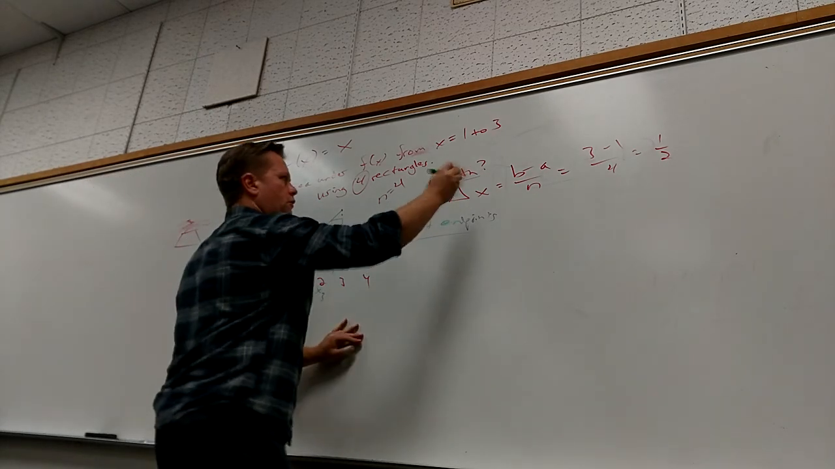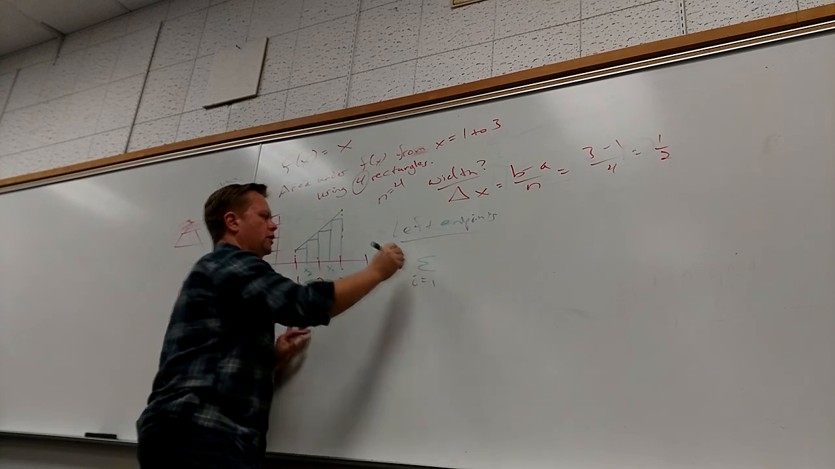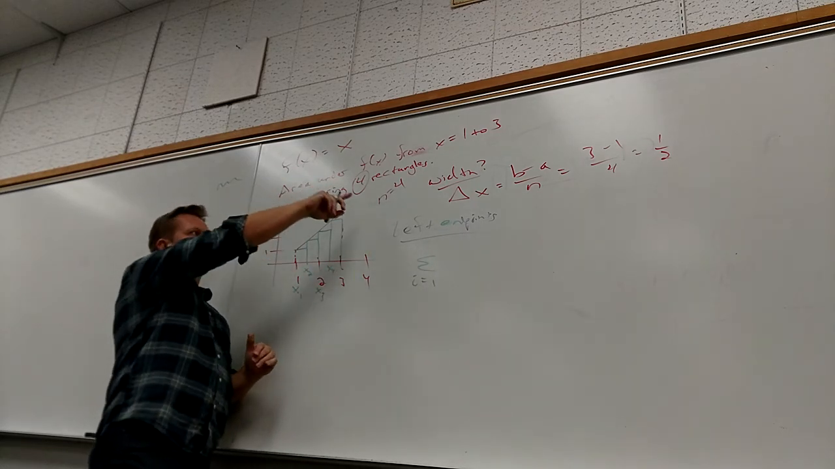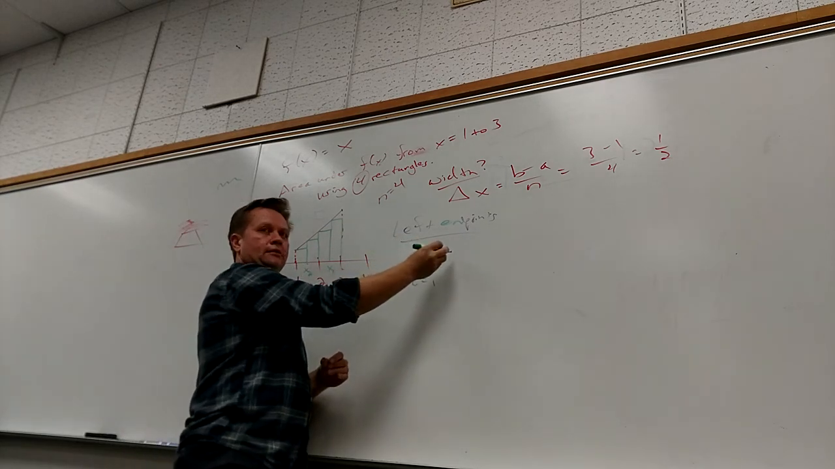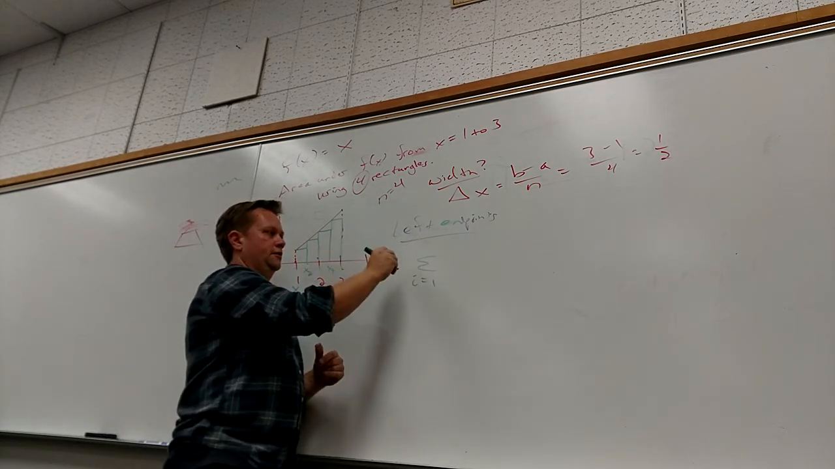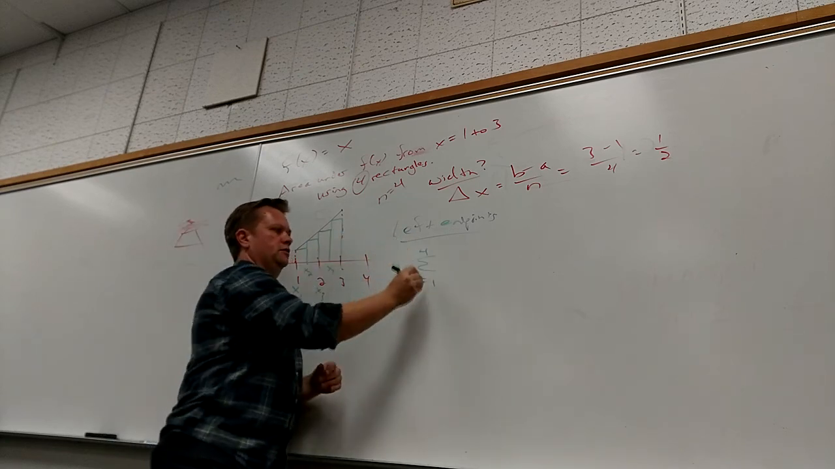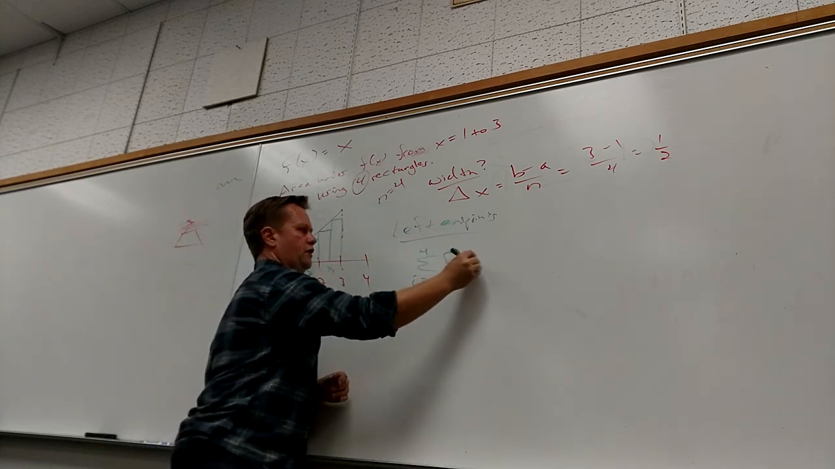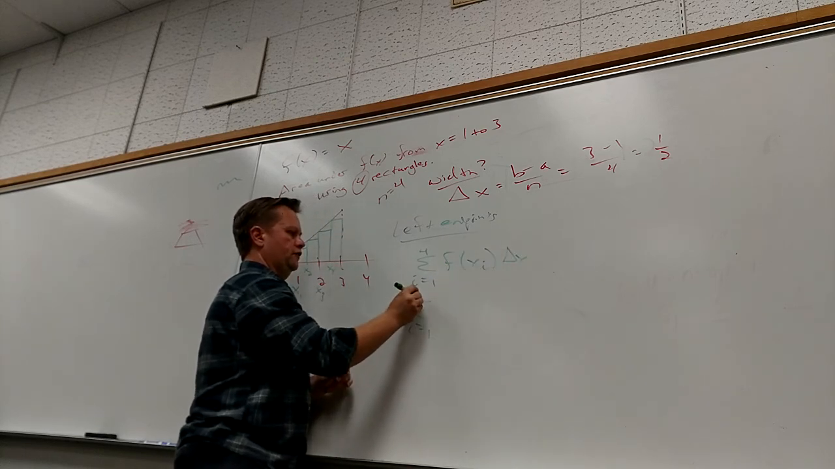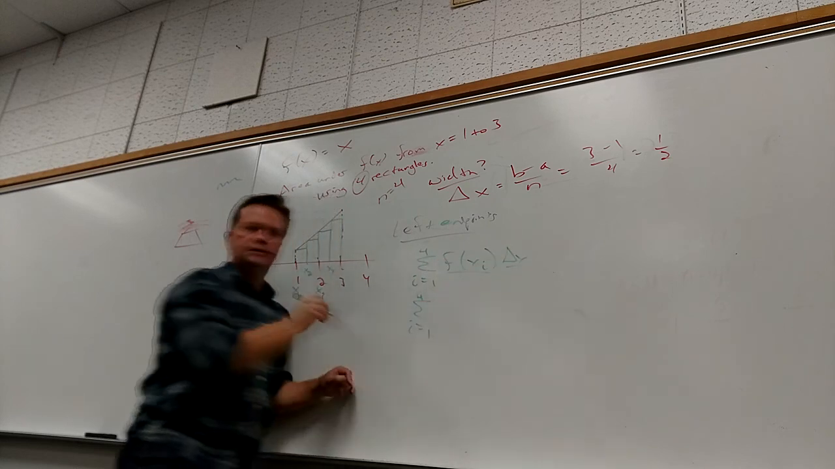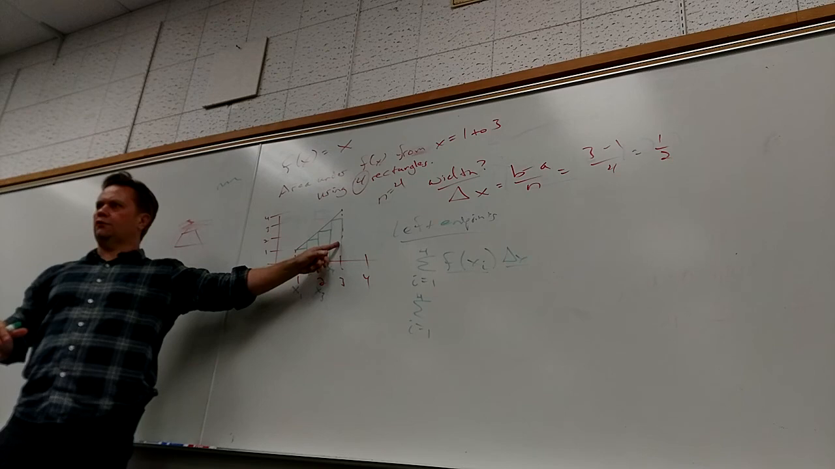So in symbols, I've got the sum, i equals 1. How many rectangles do we have? 4. i equals 1 to 4, f of x_i delta x. Why does this make sense? The total area should be the sum of the areas of these 4 rectangles.